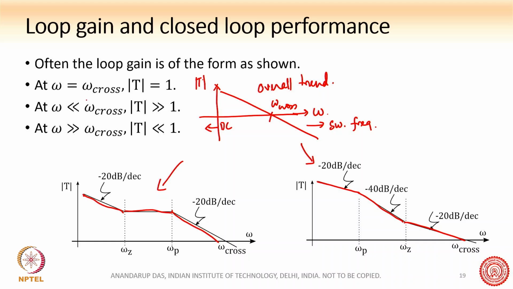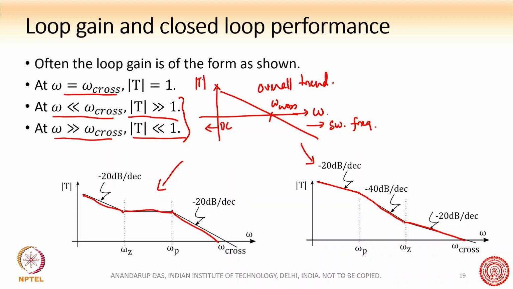So we see that at omega equal to omega cross, of course mod T will be equal to 1, because that is the 0 dB axis. But at omega much less than omega cross, mod T is very high, and at omega much more than omega cross, mod T is less than 1. So this is the pattern, and this is something which we try to maintain in all power electronic system based controllers. For the controllers of power electronic systems, we always try to maintain this one.